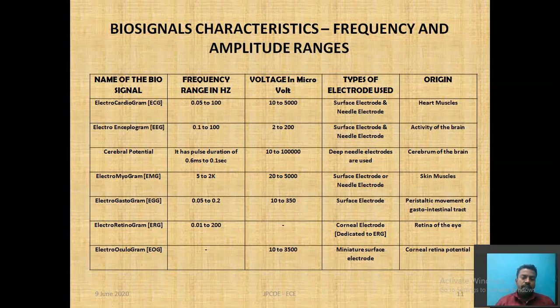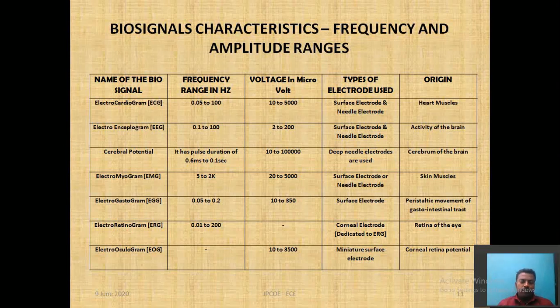It has a pulse duration of 0.6 millisecond to 1 second. The voltage range is from 10 to 100,000 microvolt. To measure the cerebral potential, we use a deep needle electrode.